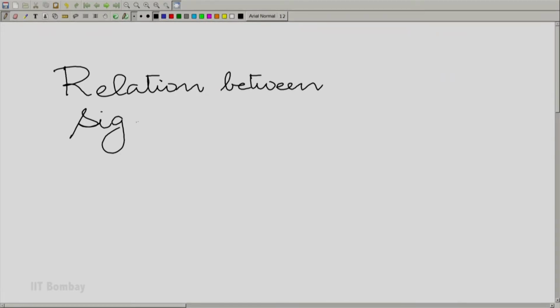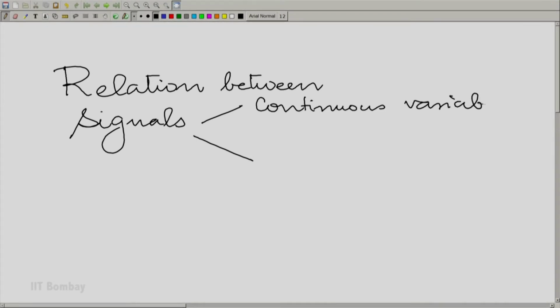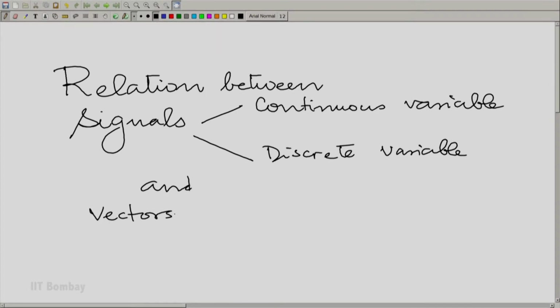I am going to talk about the relation between signals and vectors. So, signals, which could be either continuous independent variable signals or discrete independent variable signals, and vectors. Vectors, if we think about them, are essentially combinations of coordinates. So, actually it is not too difficult to see that there is a relationship between signals and vectors.